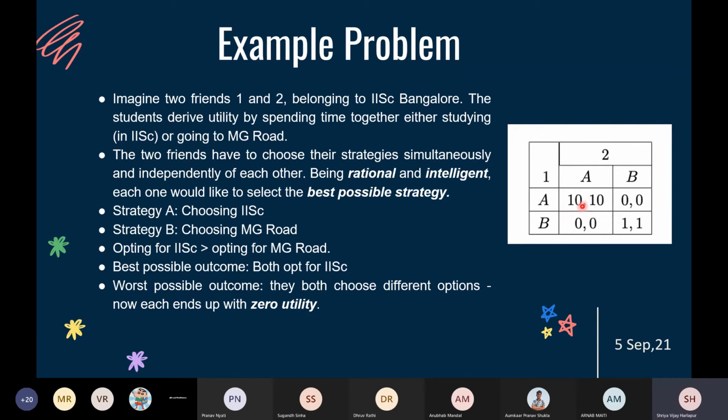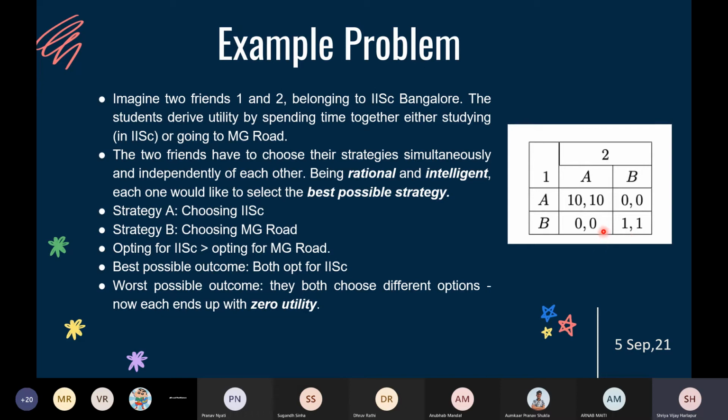Now, as you can see, if both of them choose IISc, that's the best option for both of them, because then they'll get to spend time together and they're also going to do well in their exams. If both of them choose MG Road, that's also still okay. They might do badly in their exams, but at least they're spending time together. They're really good friends, so they're going to enjoy together.